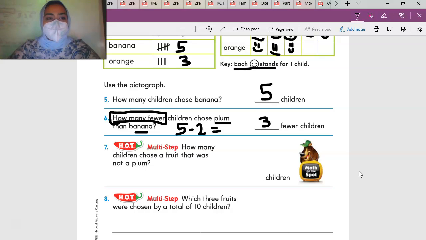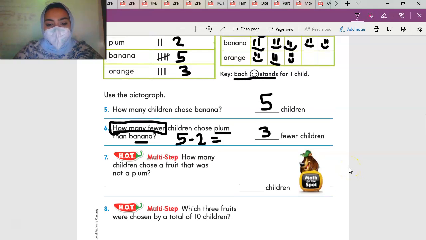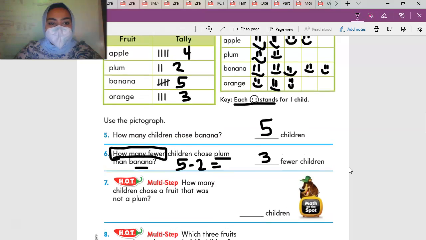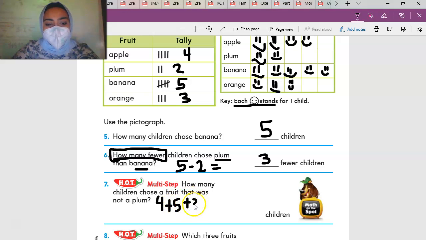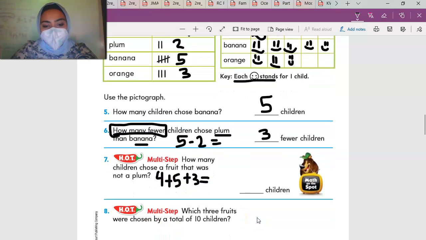All right, number 7 says, how many children chose a fruit that was not a plum? So if you have a question that says that is not a plum, that means you're going to add all of the people that chose a fruit except for plum. You're not going to add plum into the equation. You're going to add apple plus banana plus orange. So apple is 4, plus banana is 5, plus orange is 3. I did not include plum because it says how many children chose a fruit that was not plum. So 4 plus 5 is 9, and 9 plus 3 is 12. So 12 children.